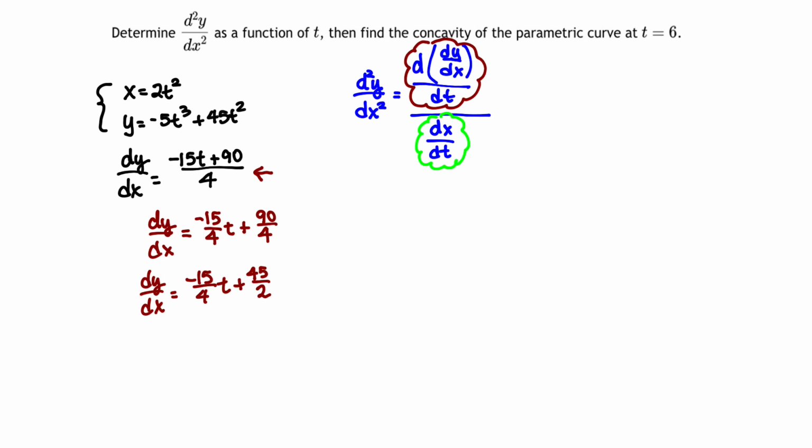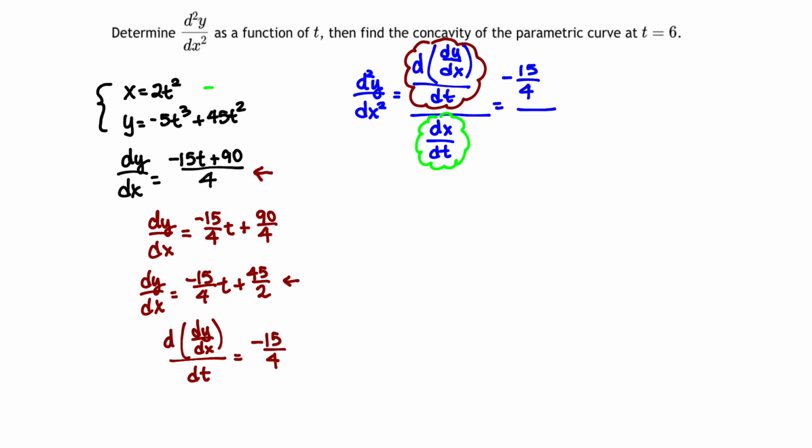Now, what is the derivative of this function with respect to t? Well, I wrote it this way because this is just a linear function. So that means if I want to take the derivative of this function with respect to t, I'm just pulling off the coefficient on the variable t. So I'm left with the constant negative 15 fourths. So that means the numerator of the second derivative is simply negative 15 fourths.